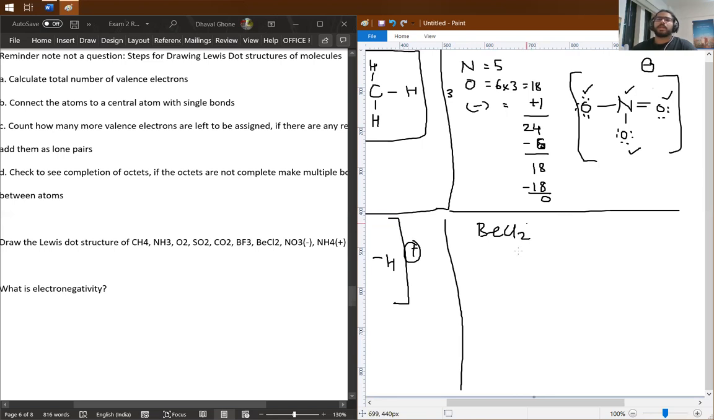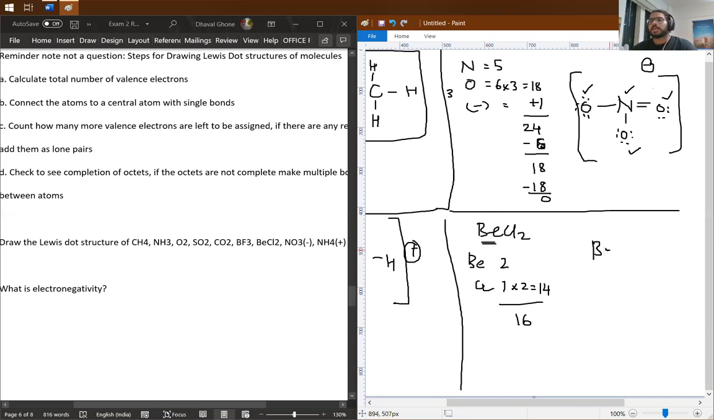BeCl2. And I brought up this question on purpose because Be is an exception to the octet rule. I'll show you how. Be only has two valence electrons in the outermost shell, while chlorine has 7, and there are two of them, so they really have 14 contributions, and there is no charge. So I total have 16 valence electrons in this molecule.